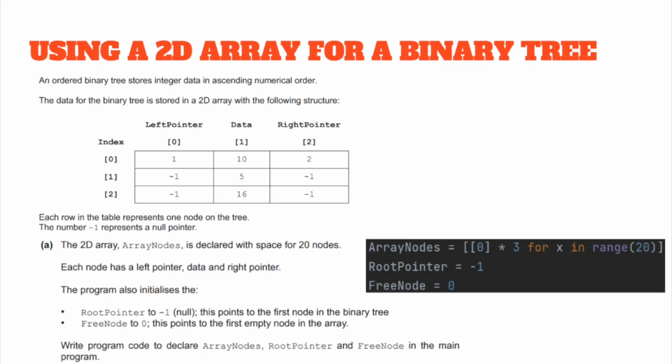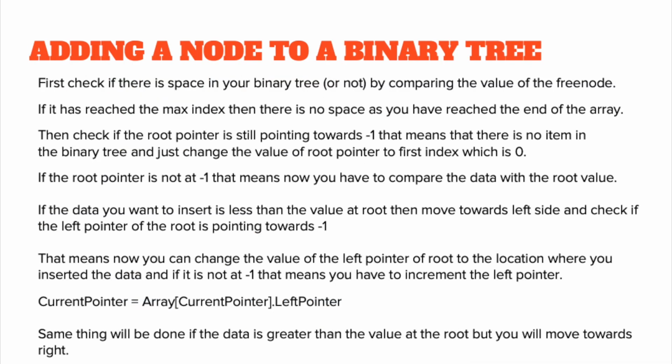So how do we add a node to this tree? Because all we've done here at the moment is just initialize it with zeros. Well, first you're going to check if there is a space in your binary tree, comparing the value of the free node. If it has reached the max index, then there is no space as you've reached the end of the array. Then you need to check if the root pointer is still pointing towards -1. That means that there is no item in the binary tree. Then that means you can place your value in there, which is the first index.